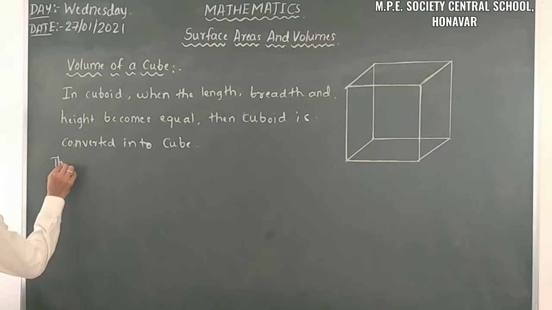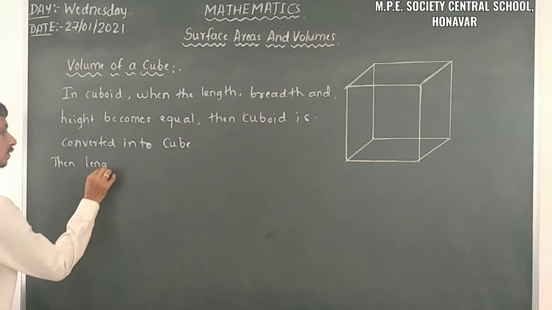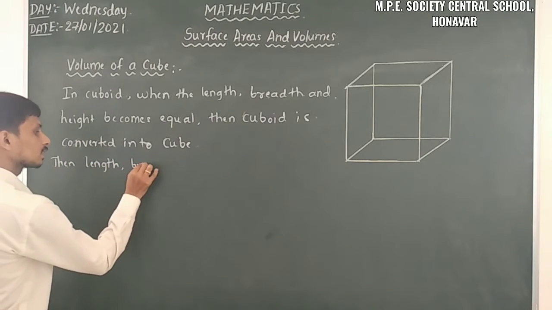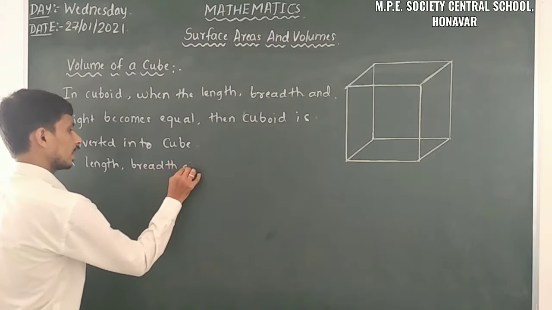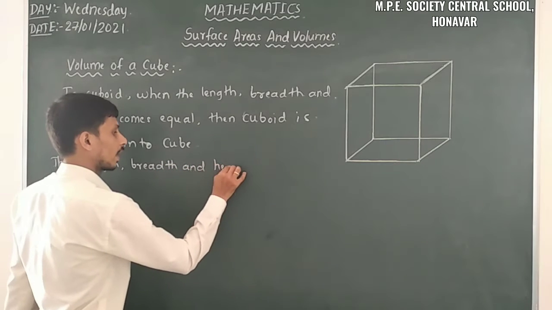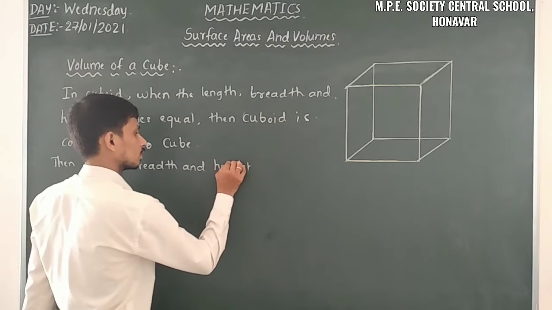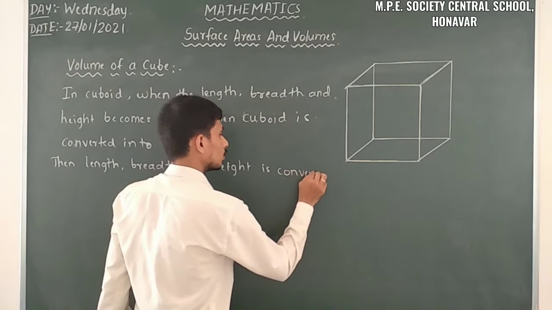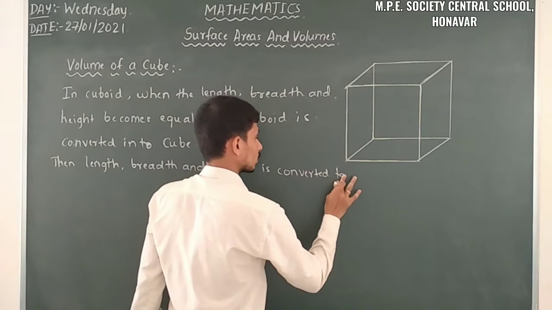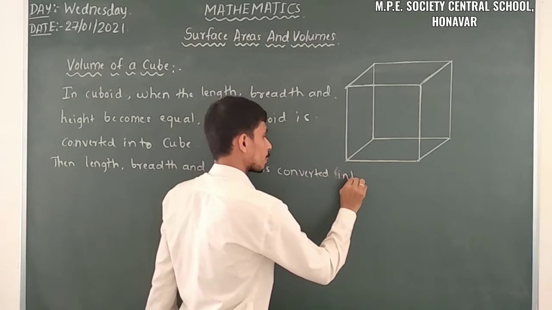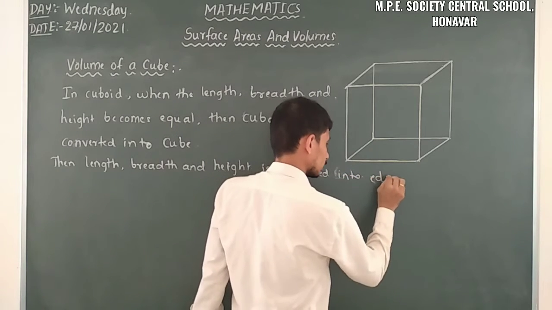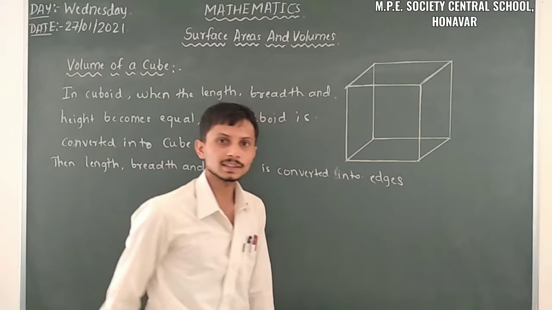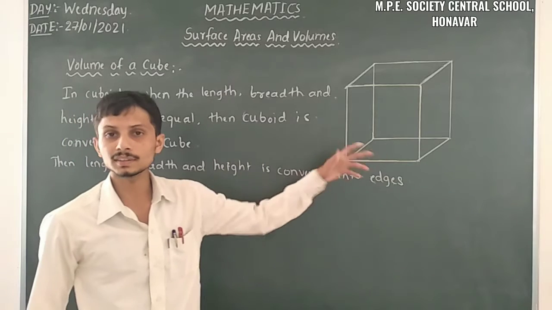Then length, breadth and height are converted into edges. All edges, that is edges. Edges means all the edges are the same.